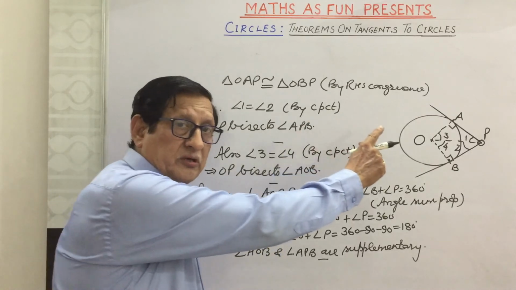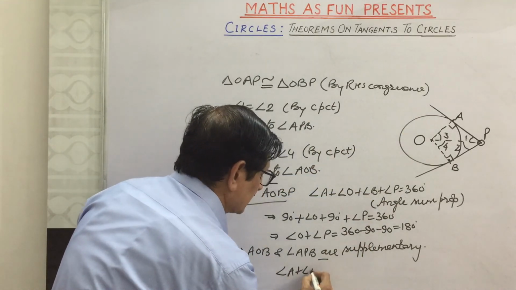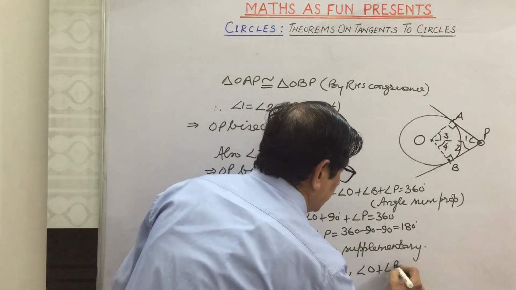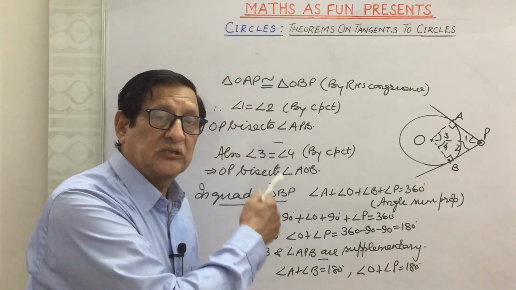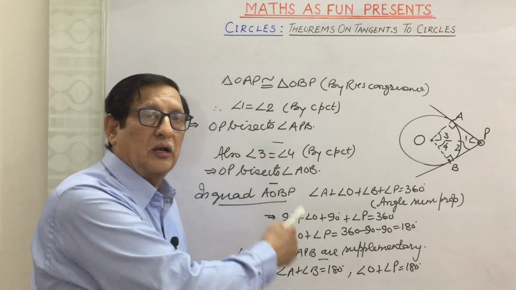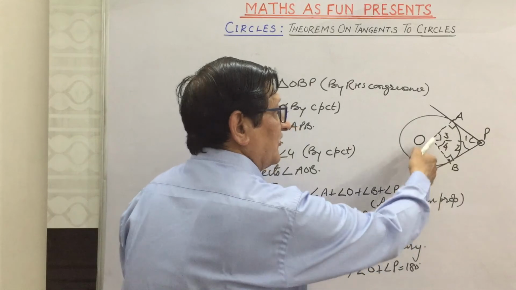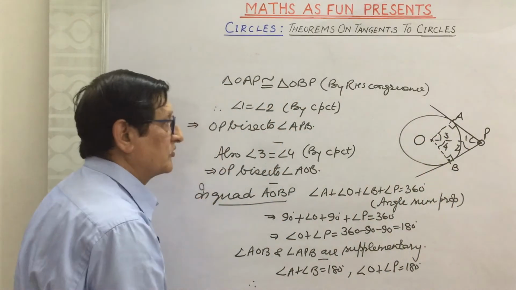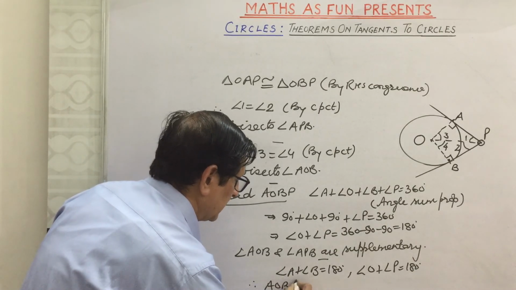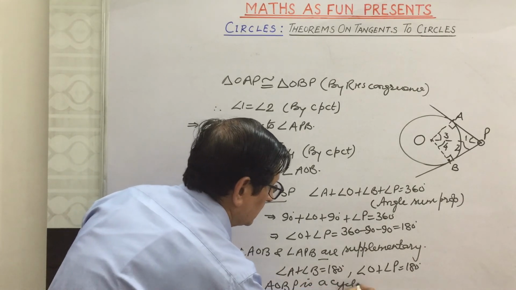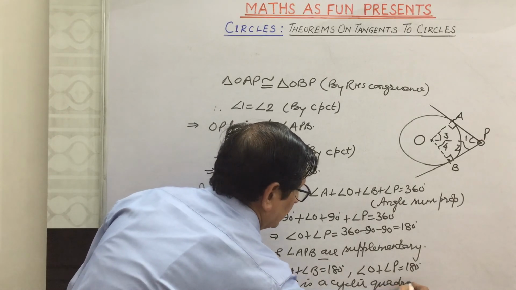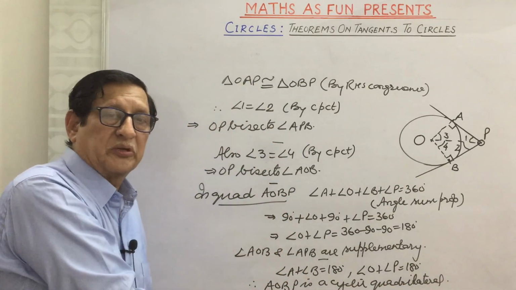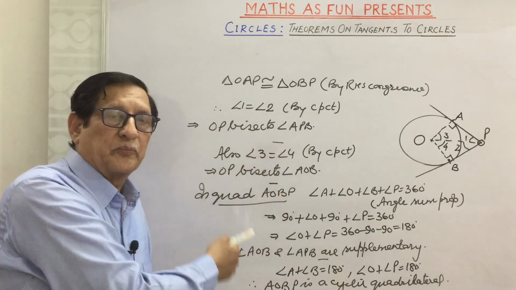We can say one more thing here, that angle A plus angle B is 180 degree. Also angle O plus angle P is 180 degree, and if opposite angles of a quadrilateral are supplementary, can we say then this is a cyclic quadrilateral? It means we can say therefore AOBP is a cyclic quadrilateral. So like this, many of the theorems can be taken based on tangents and proved.